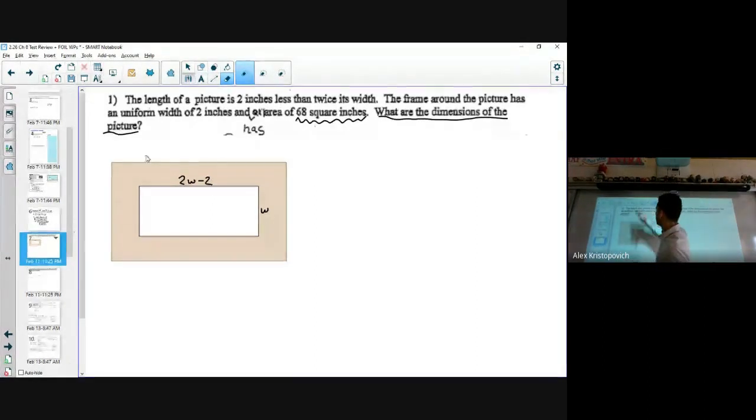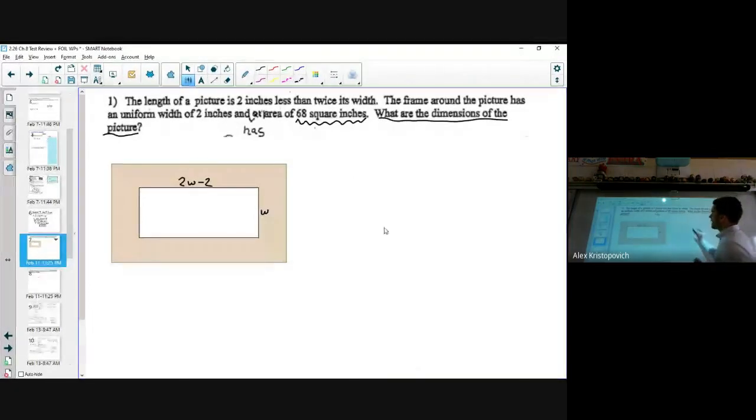So let's check this out. If we have a big section, we're going to call this area 1.